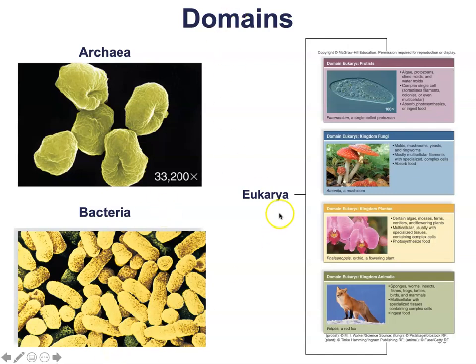Finally, the last domain is going to be the domain eukarya. The domain eukarya is going to contain unicellular and multicellular eukaryotes, meaning that they contain membrane-bound nucleuses within their cells.